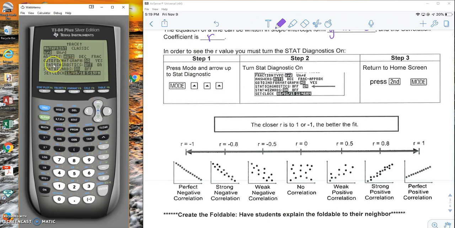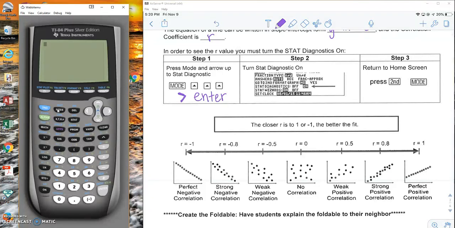Now we see something that says Stat Diagnostics. We want to scroll and click enter, so that the on button is highlighted. You can't just hover over it, you have to hover and click enter. So after you hit up, up, up, you're going to have to hit right and enter. That's a very important piece that is not in these notes. It needs to look like this in step 2, so make sure it does. And then to return to home, we click second quit.